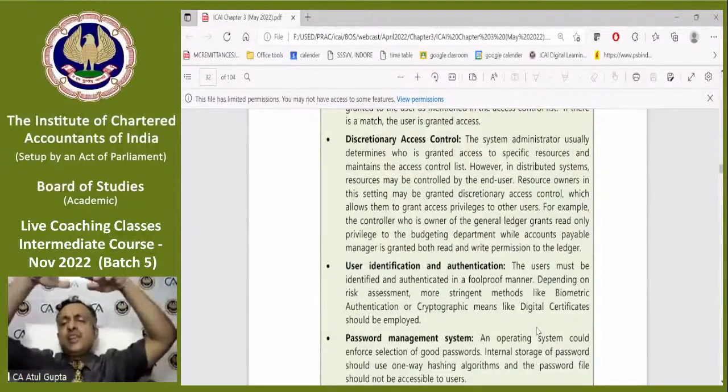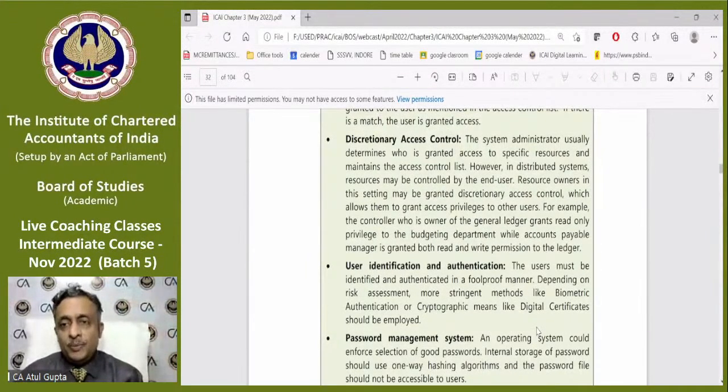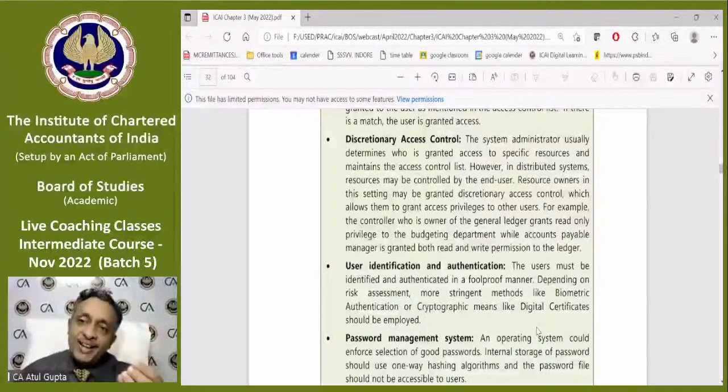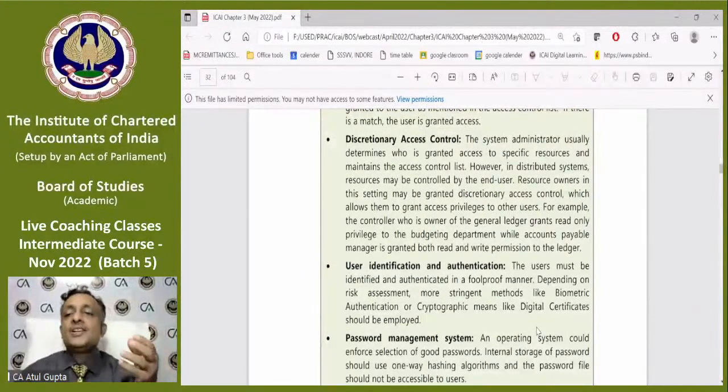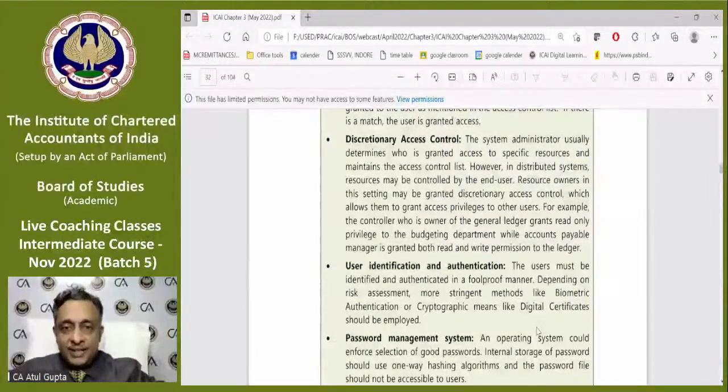Because consider State Bank of India, it has 35,000 branches. Probably each branch has on an average, say, 4 computers. So you are talking of 1,40,000 laptops and desktops. So you cannot do it without a system. So here the access control is given to the user through the use of the system only. Then user identification and authentication. When the user is accessing the system, he must be identified in a foolproof manner.